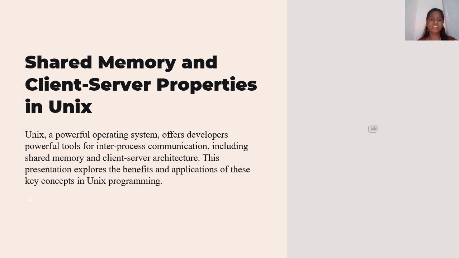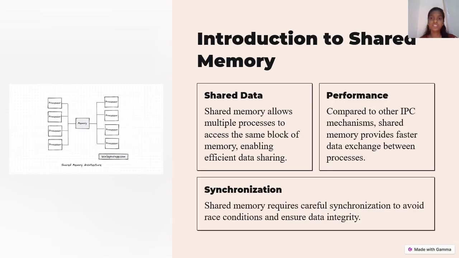Here we can see inter-process communication, including shared memory and the client-server architecture, and the applications of these key concepts in Unix programming. The next is the introduction to shared memory. First, we have shared data. Shared memory allows multiple processes to access the same block of memory, enabling efficient data sharing.